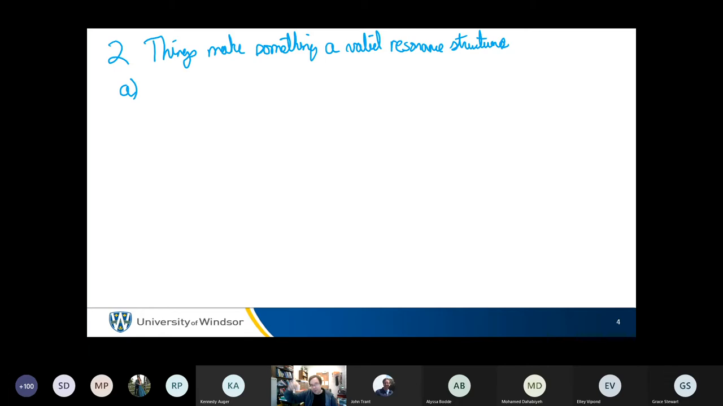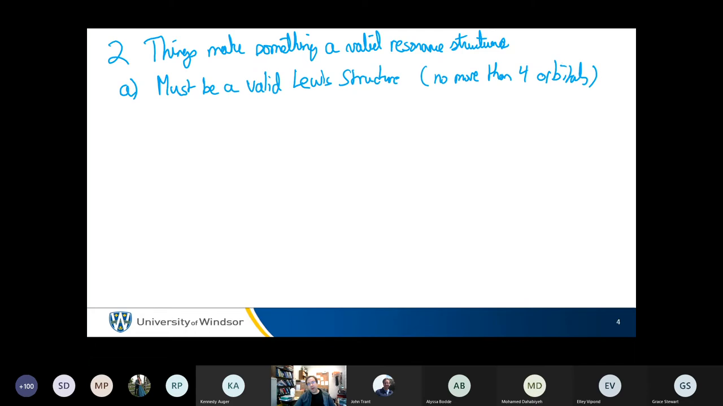A, it must be a valid Lewis structure. No more than four orbitals. If you draw something that's got five orbitals on one atom, it's not a valid resonance structure because it's not a valid Lewis structure. You must have a valid Lewis structure. B, must have followed the rules to get there.